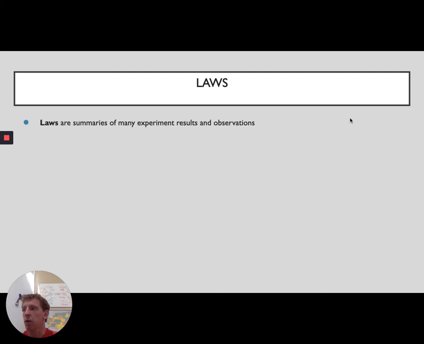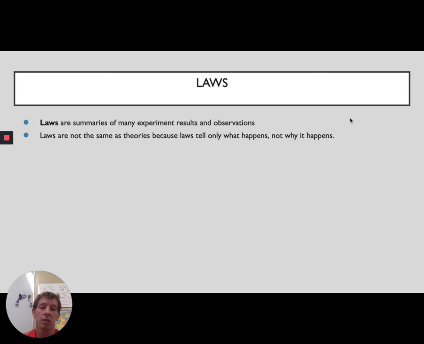Laws, on the other hand, are summaries of many experiments and observations. Now, laws are not the same thing as theories, because laws only tell what happens, not why. So, like, the law of gravity says that pretty much if I drop a ball off my table, it's going to fall to the ground. It's not going to go to the ceiling. It's law of gravity. It's telling you what happens, and it's not telling you why it happens. It's just telling you what happens.